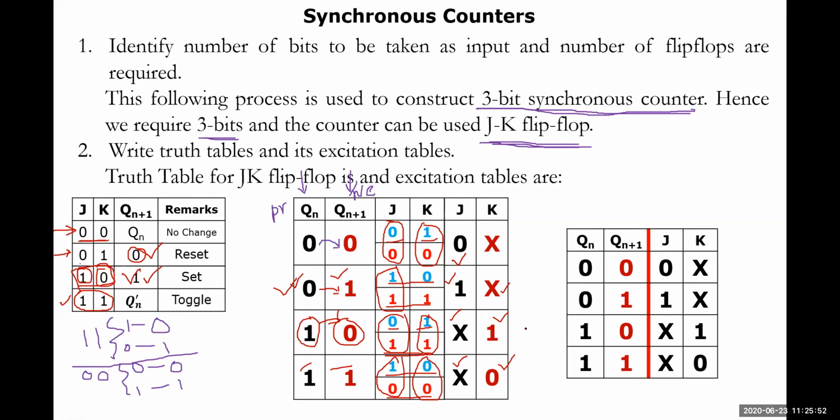Qn present state will be equal to 0, and the next state will also be equal to 0. If you want to get this, J must be 0, but K might be either 0 or 1. 0, 0 will produce the same, or 0, 1 will produce the same. And present state will be 0 and next state will be 1. So J will be 1 here, but K might be either 0 or 1. 1, 0 will be taken for this state, or 1, 1 will be taken for this state. That is the meaning here.